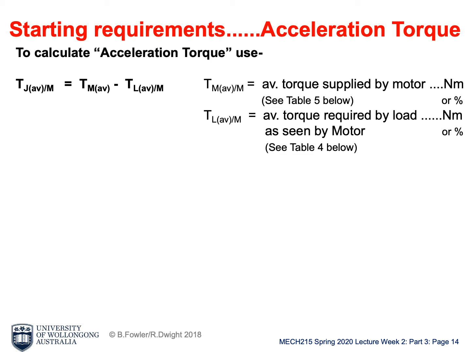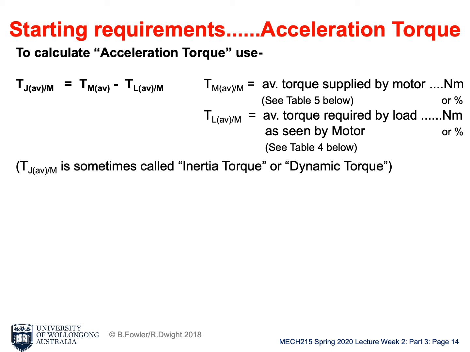The second symbol is TL over m. So this is the torque from the load reflected back to the motor side. So it's not actually the torque on the load. It has to be divided by the gear ratio square to get this load. Then the difference between these two is called TJ, which we call the dynamic torque. This is the torque available for the system to accelerate from start to the rated speed.